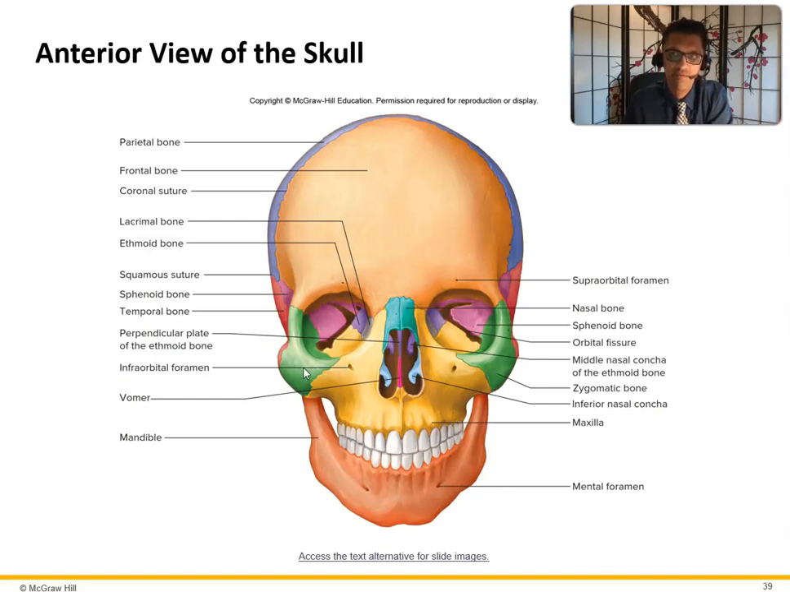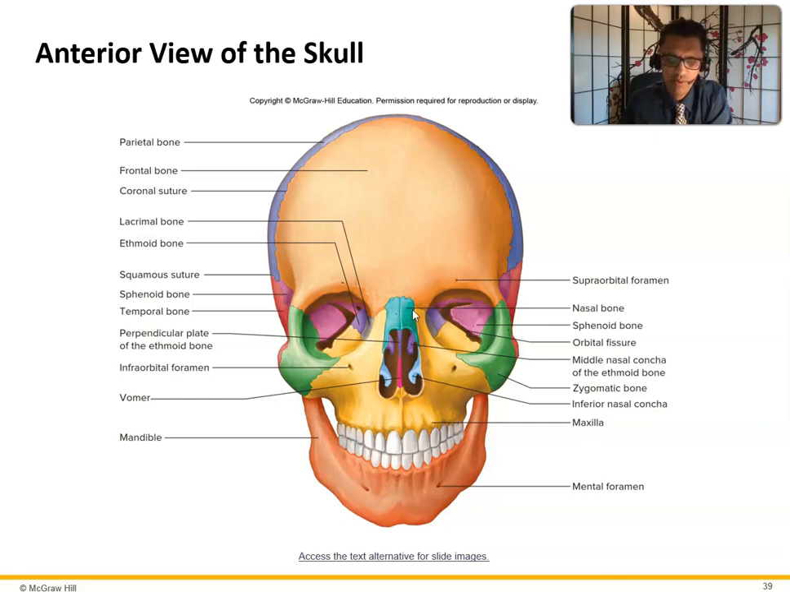So here's a visual representation. You're like, okay, you gave me a whole bunch of words. Now show me where that is. Okay, no problem. So here's the skull. Here's the anterior view. You're looking straight at it from the anatomical position. Here's the frontal bone. Here's the parietal bone. Here's the temporal bone. Here's the sphenoid bone, which is purple.